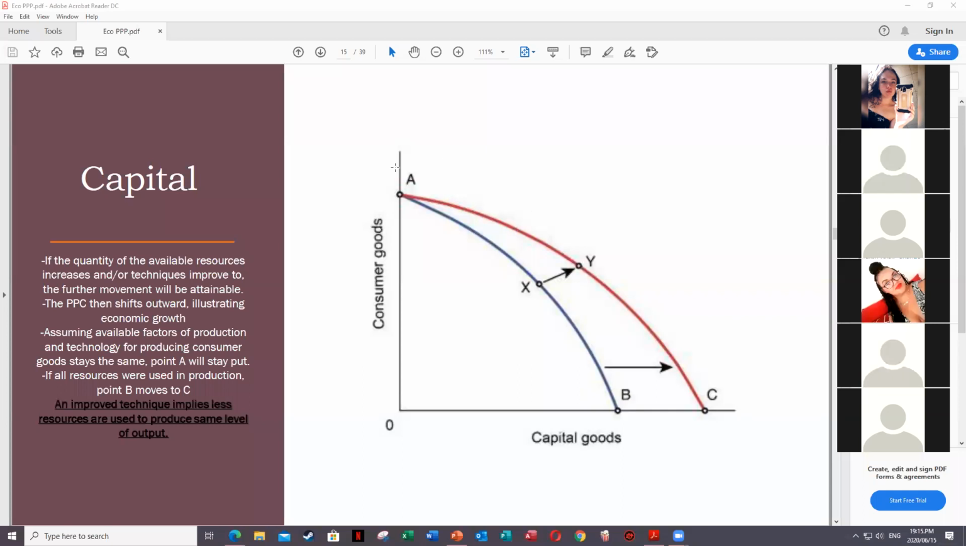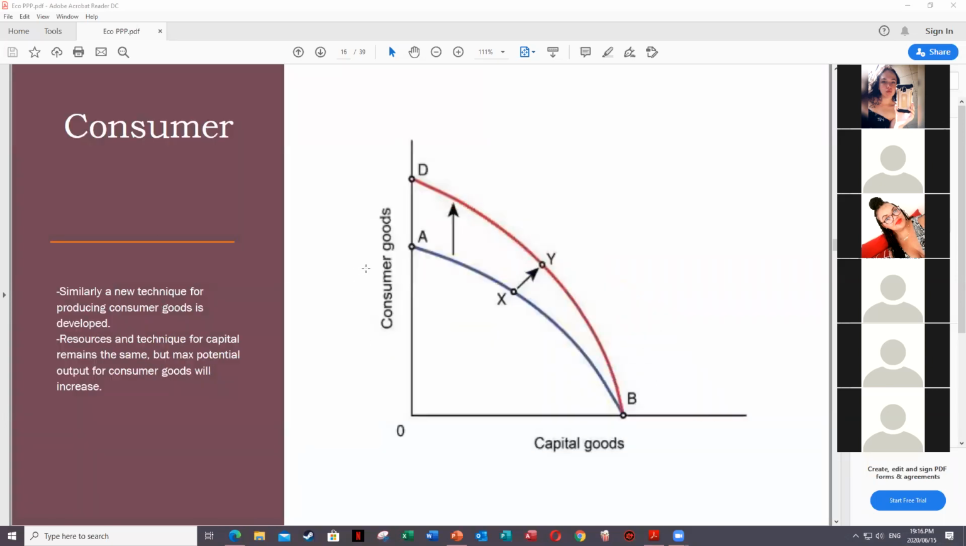In this case, we're going to assume that the available factors of production and technology and all of that stay the same. So then A would stay in place. And if all the resources were used to their maximum capability, then B moves out to C. Here you can see I've written in black: an improved technique implies fewer resources are used to produce the same level of output. So we're making our resources stretch further, or we're using the same stuff that we have, but in a different way to make it go further and to make more money off of it.